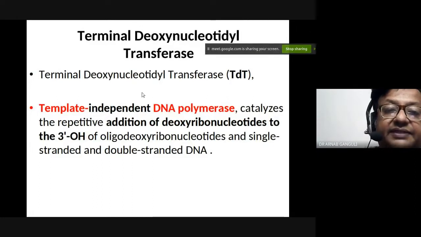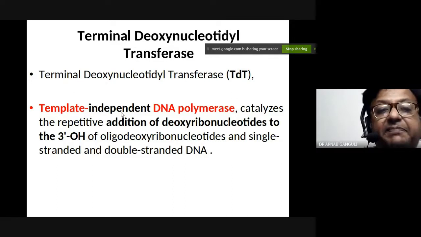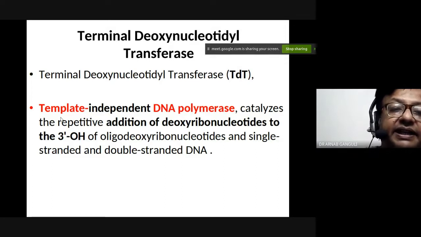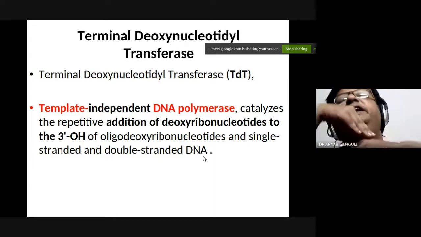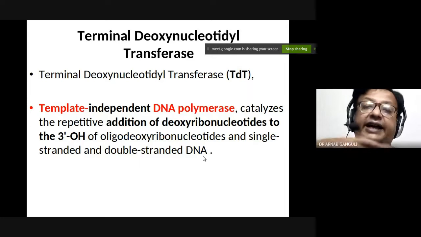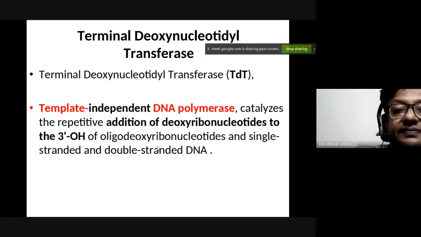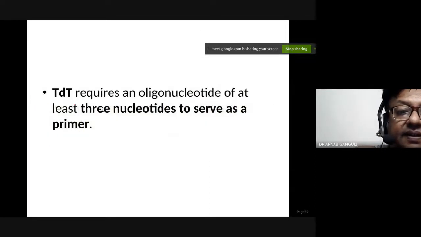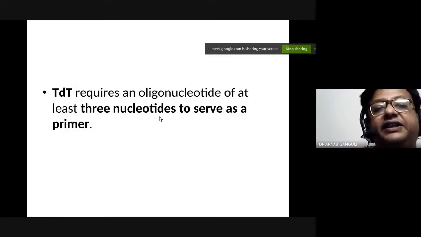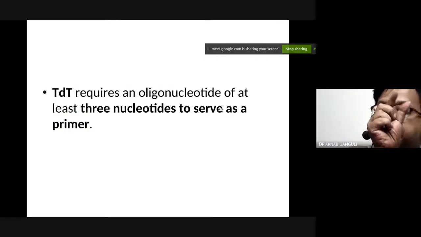Then you have terminal transferase, TdT. It is a template independent DNA polymerase. It catalyzes the repetitive addition of deoxyribonucleotides to the 3 prime OH of oligonucleotides and single stranded and double stranded DNA. For this, you don't need a template on the other side. Directly, randomly, it will keep on adding T. At least it needs 3 nucleotides as a primer, and behind it, it will randomly keep on adding nucleotides.